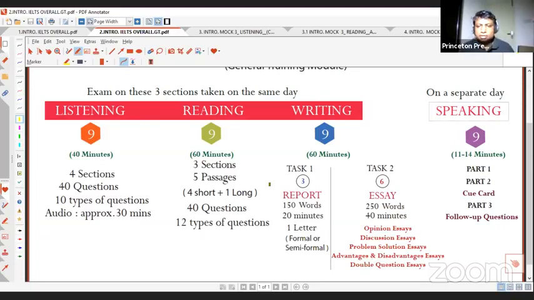Okay, so here you have task 2. Task 2 is the same as the academic one. Task 2 carries more marks than task 1. Task 1 is only 3, and task 2 is 6. We have, as I mentioned earlier, opinion essays, discussion essays, problem-solution essays, advantages and disadvantages essays, and double question essays.